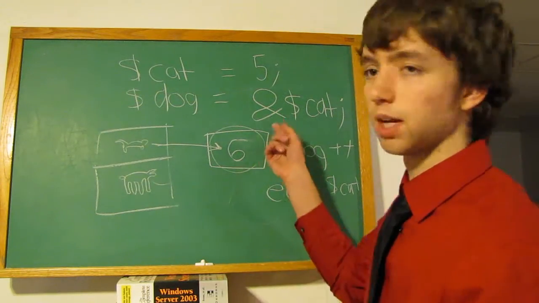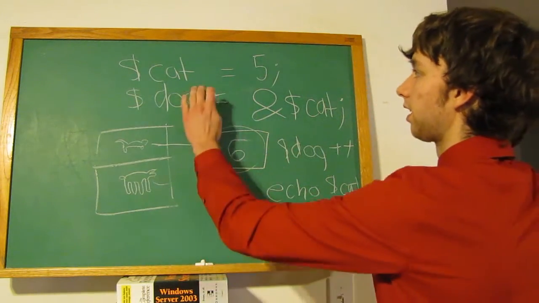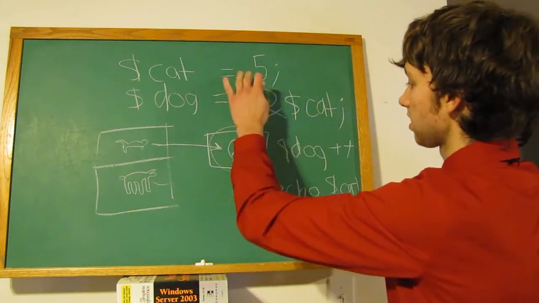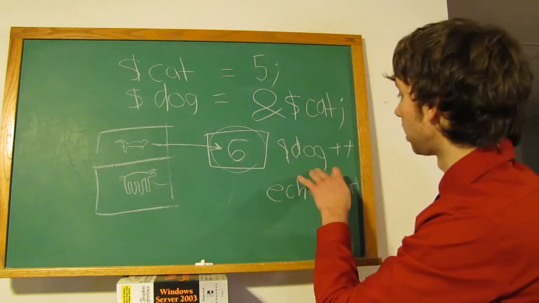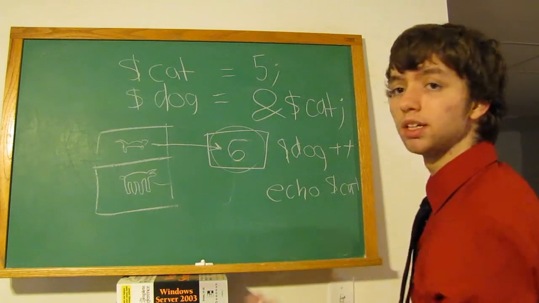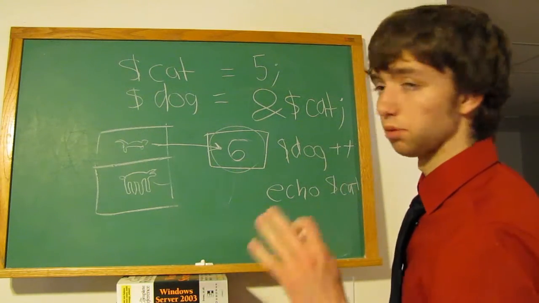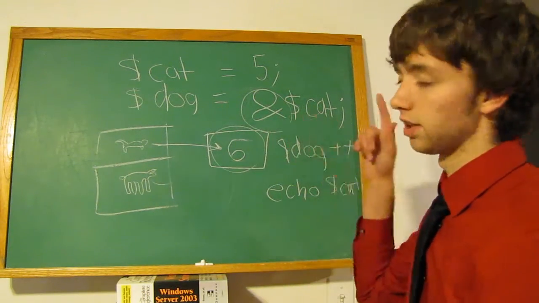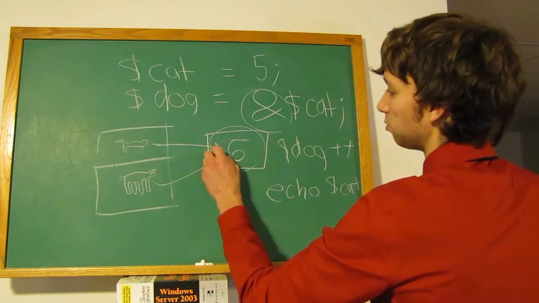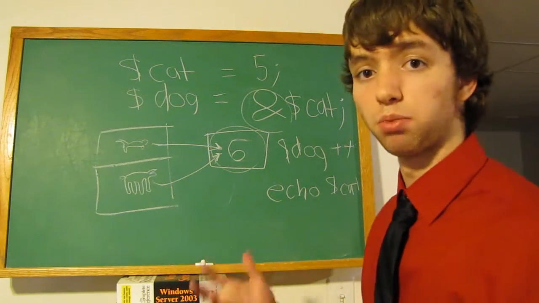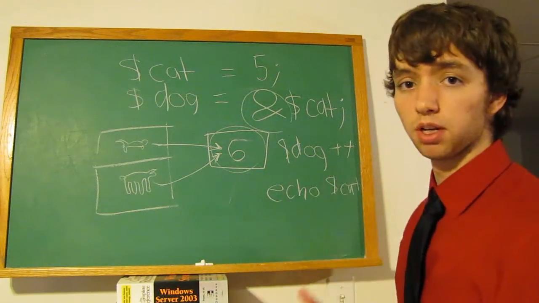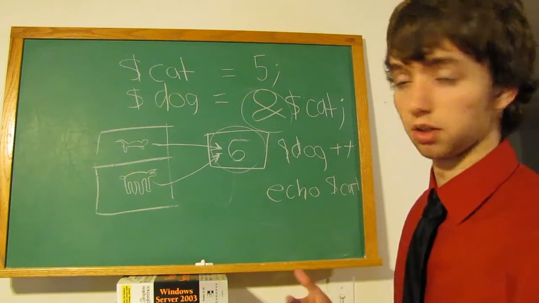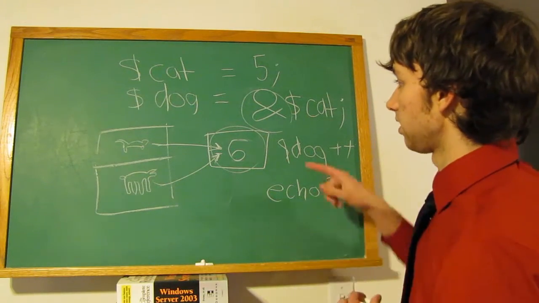So if you don't understand what this means and you're looking at this, cat has the value of 5. Dog has the value of 5 because it takes that value. Oh, we increased the value of dog to 6. That must mean cat has the value of 5. Well, that's incorrect. So it's important that you understand this means that they're both pointing to the same place. When one changes, they both change. When one's incremented, they're both incremented. When one is decremented, they're both decremented. So that is what this is.